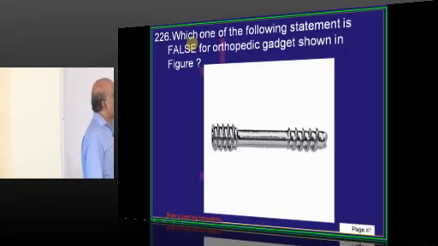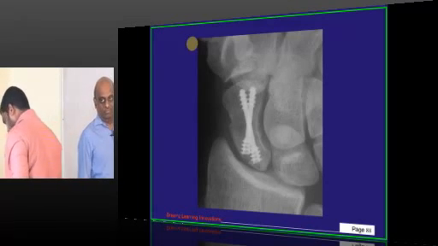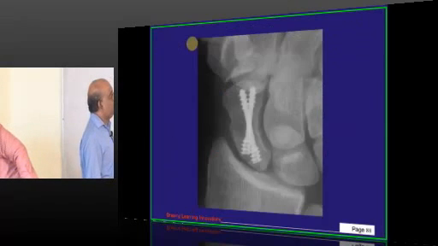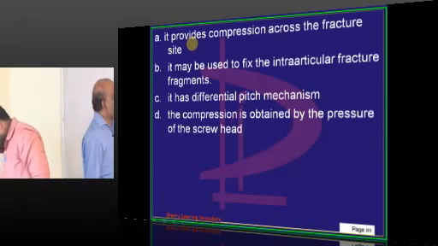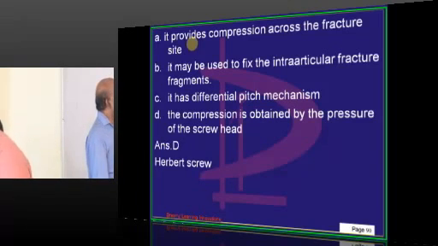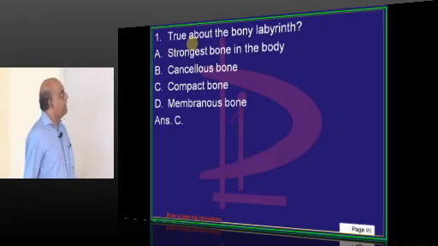Now this is an orthopedic gadget which is being shown in the figure and a radiographic appearance of it is also shown. It's called Herbert screw. So what is the purpose of Herbert screw? Fundamentally a Herbert screw will provide a compression against the fracture site, and for intra-articular fracture if you want to fix it, it will help, and it has got a differential pitch mechanism is what needs to be basically remembered.